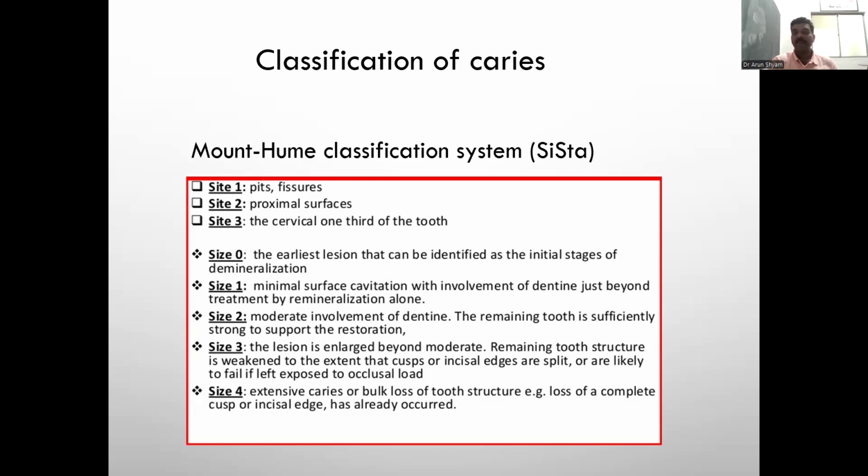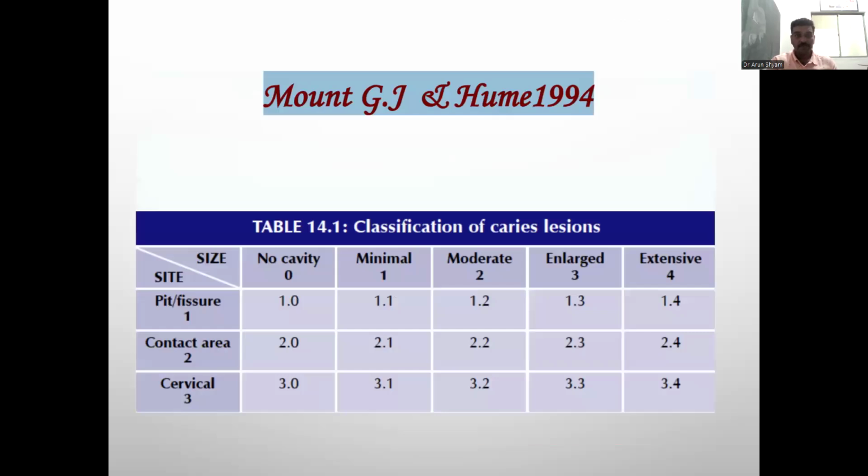Size 1, minimal surface cavitation with involvement of dentine. And size 2, moderate involvement of dentine. Size 3, the lesion is enlarged to beyond moderate. And size 4 is the extensive caries or bulk loss of the tooth structure. This is the GJ Mount classification of caries.